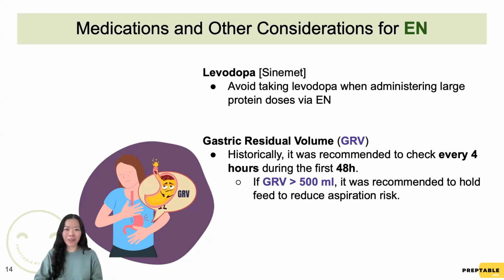Now, in real life, this practice of checking the GRV is not always done in hospital due to newer guidelines. There is very little evidence for its efficacy or indication that this practice reduces aspiration pneumonia. But for the RD exam questions that were written before this new guideline, you still need to remember holding feed when GRV is higher than 500 milliliter was intended to reduce aspiration.